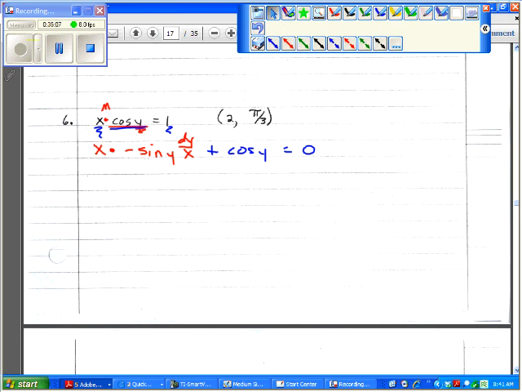Now, again, the terms that have dy dx stay on the left, and the terms that do not have the dy dx go to the right, so we need to move that cosine y to the other side. I'm going to put those together and stick the x in the middle, so we have negative x sine y dy dx. I lost my d on the x there. Is equal to, when I move that cosine over, it changes signs, negative cosine y. Very good there.